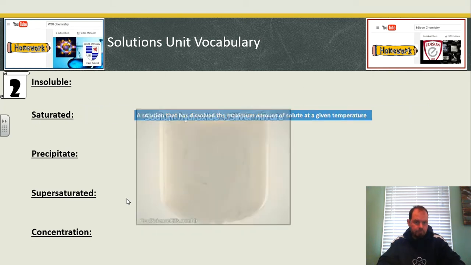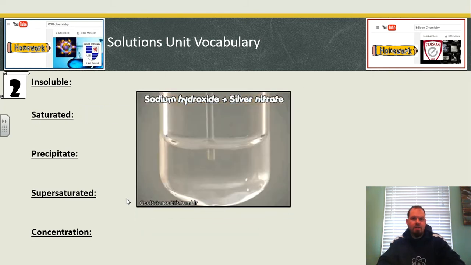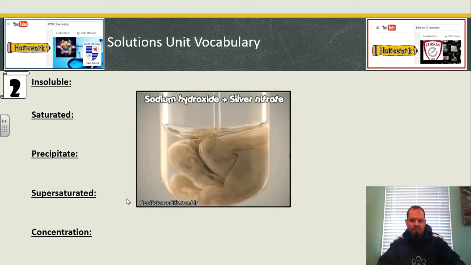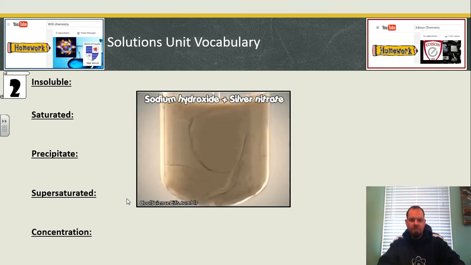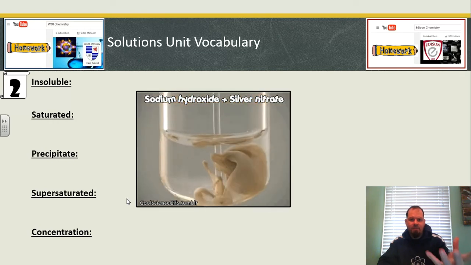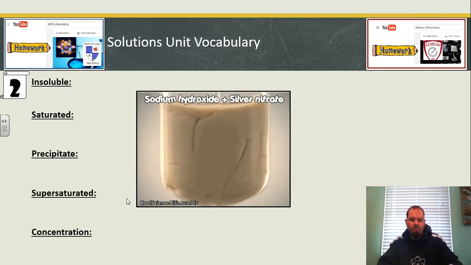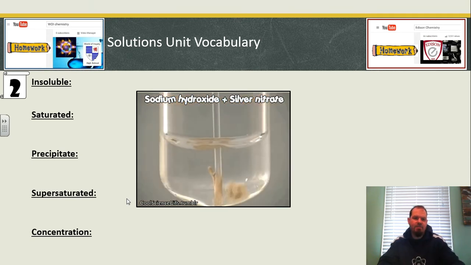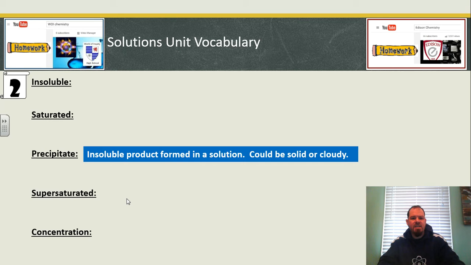Okay. Precipitate. Ooh, yuck. Here's one. This is a precipitate happening. It's a double replacement reaction going on, and it's forming that solid brown that's eventually going to fall. It's already formed, I'm sorry, but it's eventually going to fall out. You'll see it'll get heavy and it'll start to settle. So it's the insoluble product formed in a solution. Could be solid or just cloudy.